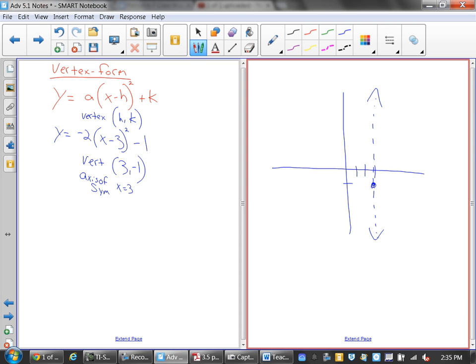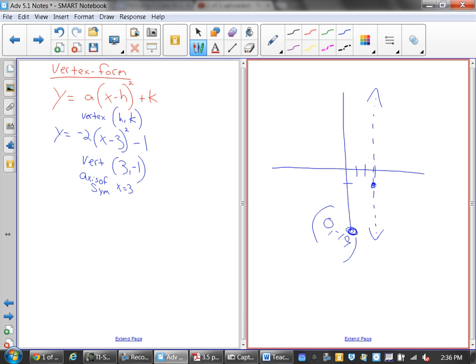Now, once again, what's going to be a very easy value of x to substitute in to find a symmetric twin? 0. What's 0 minus 3? -3. What's -3 squared? 9. What's 9 times -2? -18. What's -18 minus 1? -19. So it's way down here. All the way down there. So at (0, -19).